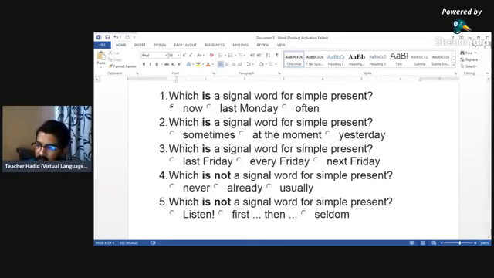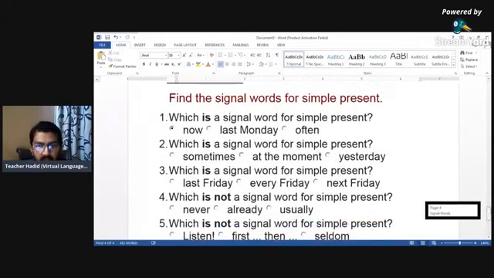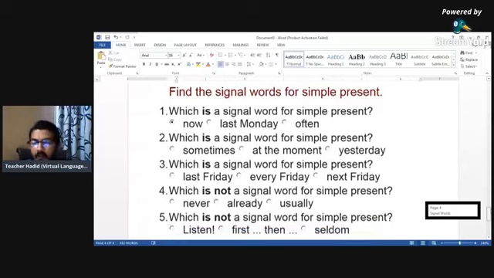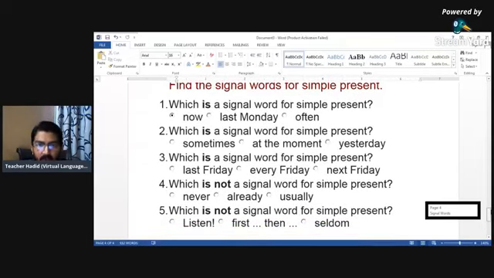So there are some single words just for your clarification that I have gathered for you. I want you to think, observe, watch, and tell me what is the right word that describes present simple tense from these options. Which is the single word of present simple tense? Can I say last Monday? Last Monday does not talk about present simple tense. It will be wrong. Can I say now? Now does not talk about present simple tense. Now talks about present continuous tense, like I am teaching right now.